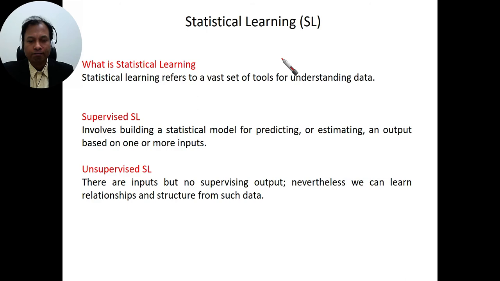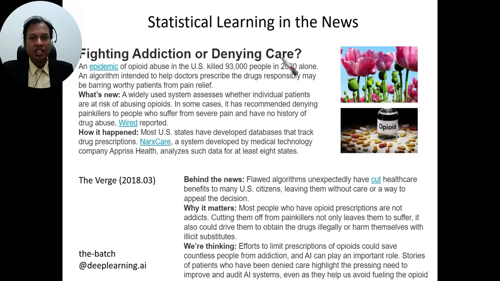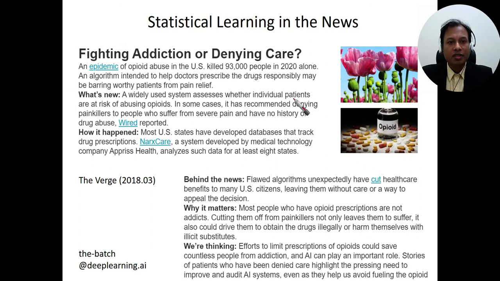We will take some examples of supervised learning, unsupervised learning, or statistical problems as a whole. But before that, it's worth mentioning some news-related things. Everybody likes to be in the news. I don't know if everybody does, but some of us. Here, let's see this news: fighting addiction or denying care. What does it mean? This is particularly in the United States context. So, opioid.